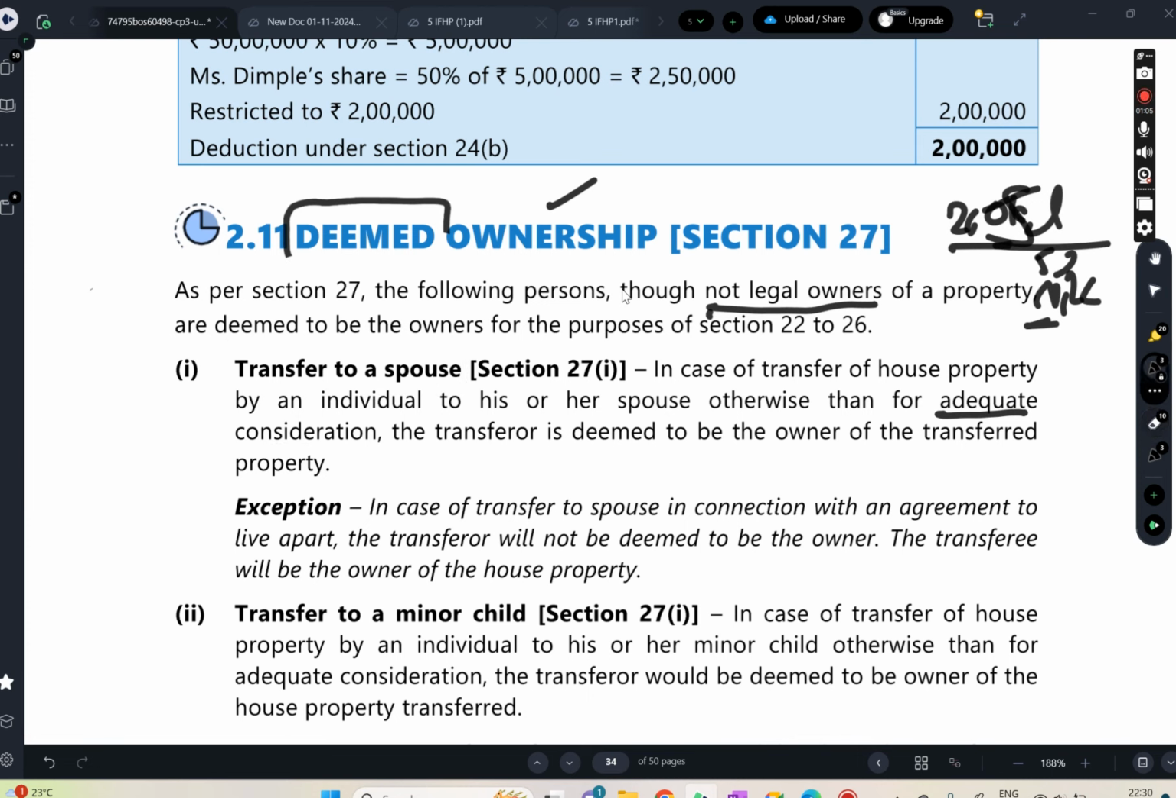Let's just say the wife and husband are separated because of divorce or an agreement to live apart. Then if the husband transfers something to the wife, the deemed ownership concept will not apply. The wife is separate, the husband is separate here.